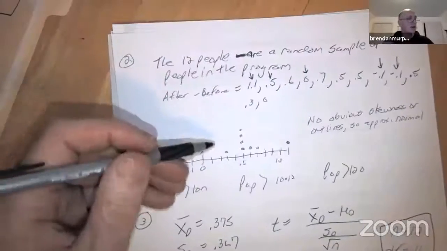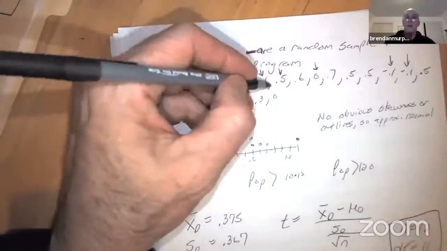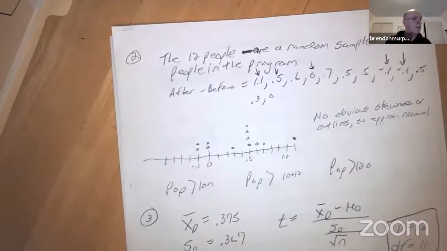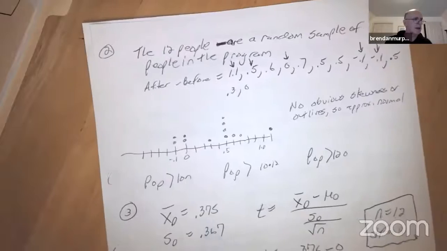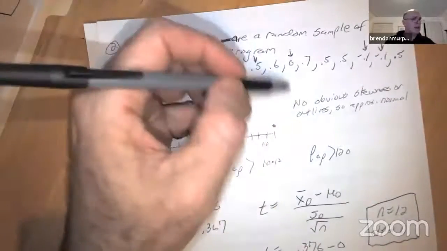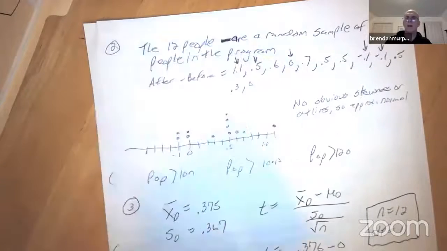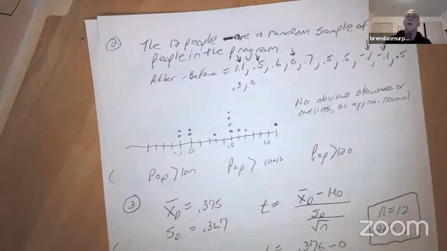And so I decided to do a quick dot plot of the differences. I put a little dot plot together here, and I'm looking for huge skewness, obvious skewness, or any outliers. I didn't see that, so I just made a little note over here. There's no obvious skewness or outliers, so we'll assume approximately normal. And that's the best I can do with 12 data points.